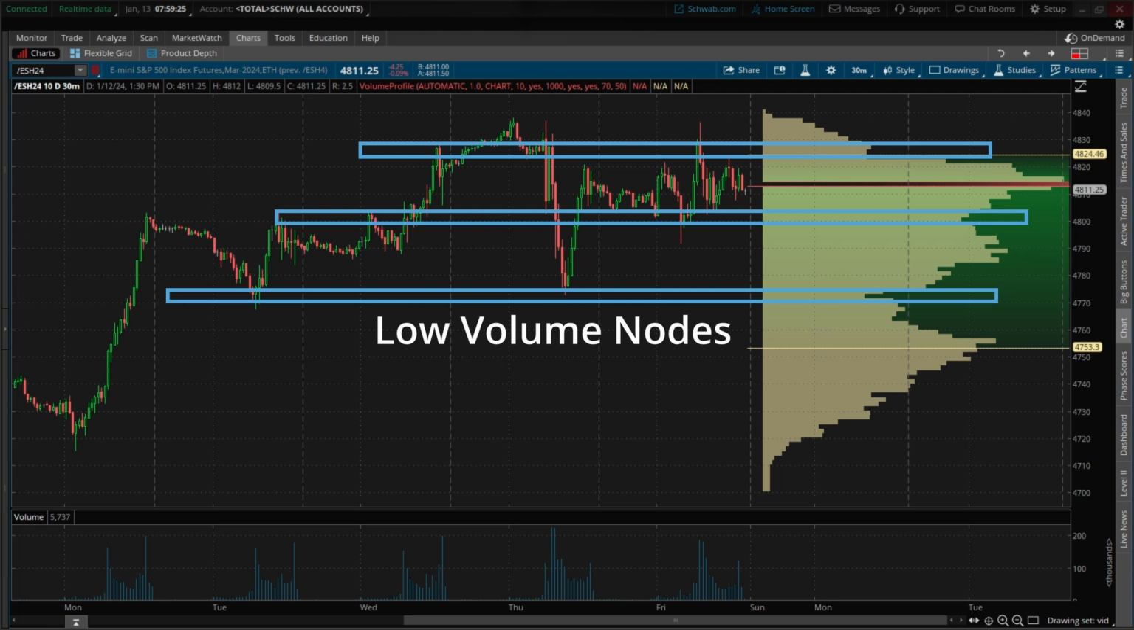These are areas where price moved away or through very quickly. By their very nature, low volume transacted during that period of time between those thicker profiles. Think of these areas as having two magnets with the same polarity. They push price away from these areas relatively quickly. This is going to be a key component to identifying where you should be looking for trapped participants.